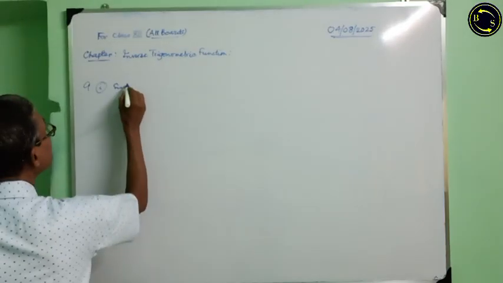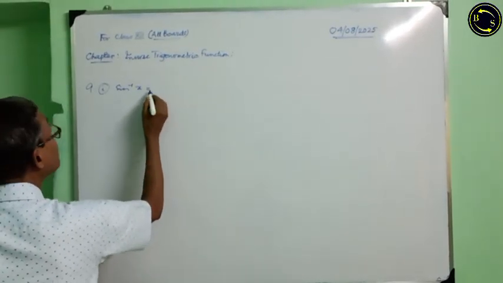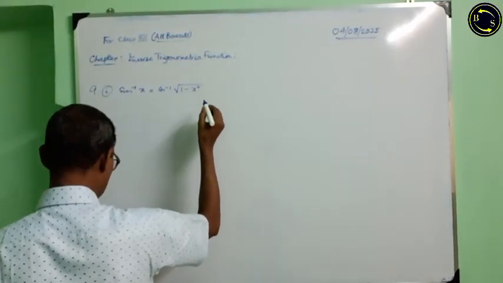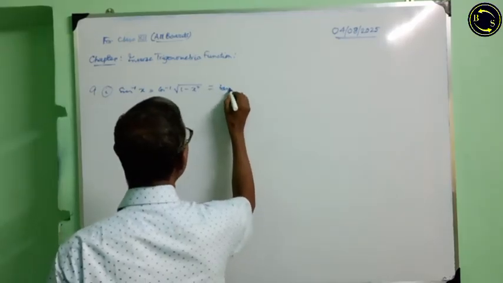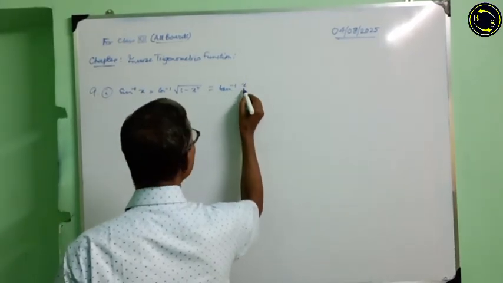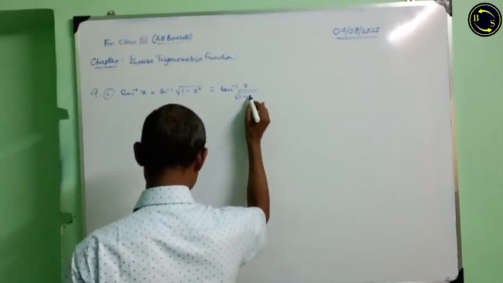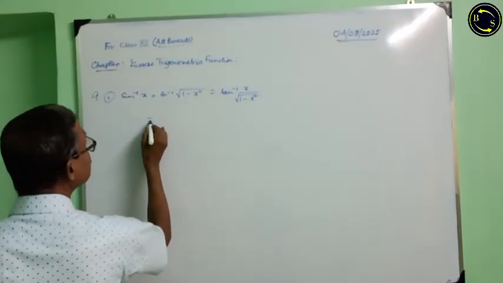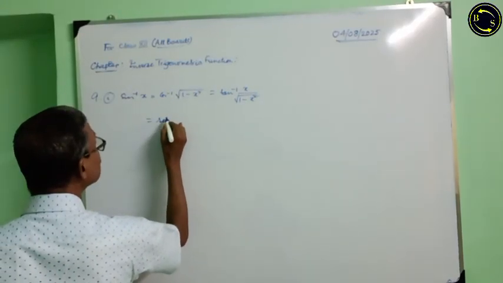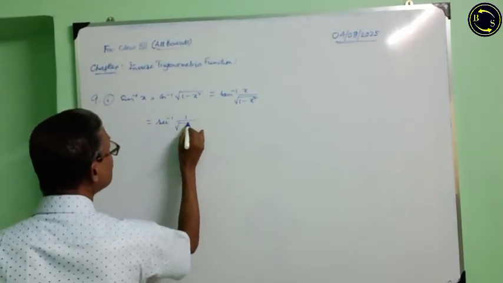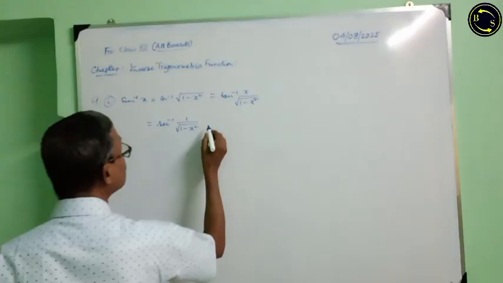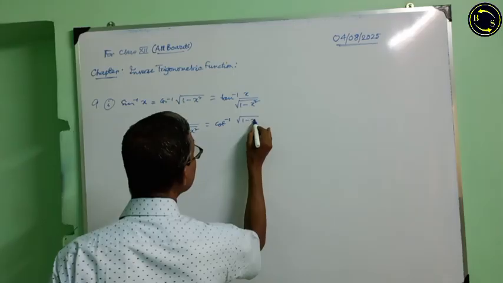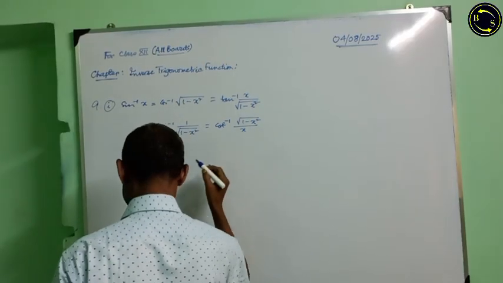Sine inverse x is equal to cos inverse root over 1 minus x square, that is equal to tan inverse x by root over 1 minus x square, that is equal to sec inverse 1 by root over 1 minus x square, that is equal to cot inverse root over 1 minus x square by x.